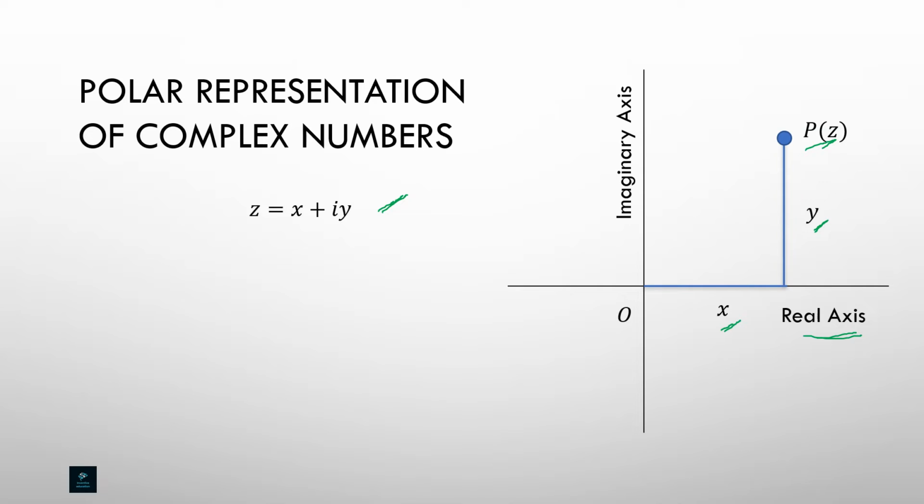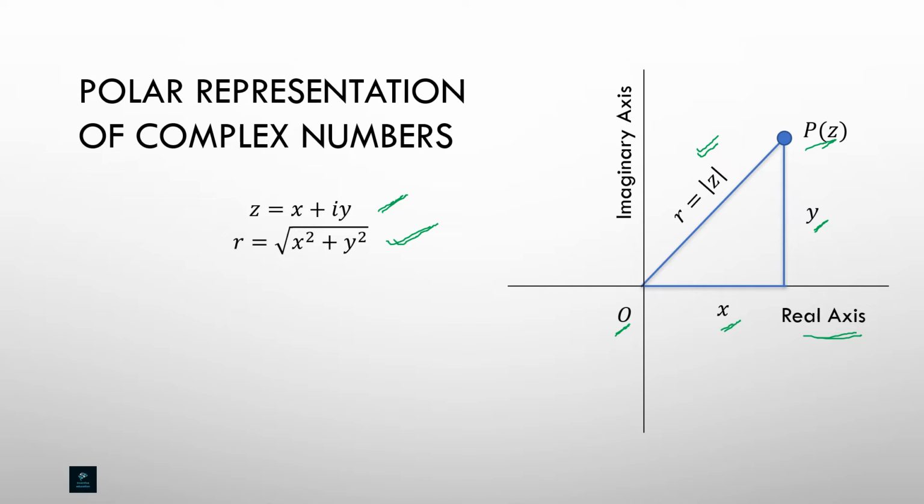Now let us have a line from O, the origin of the complex plane, to point P, and let us call the length of this line OP as r. The value of r is equal to the modulus of complex number z, which is given by r equals the square root of x squared plus y squared.